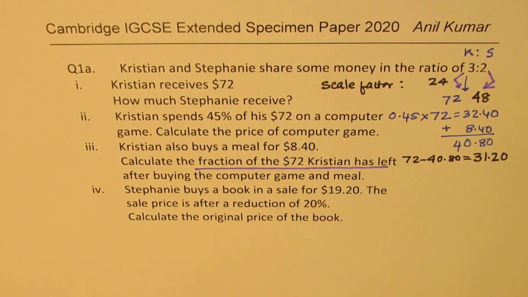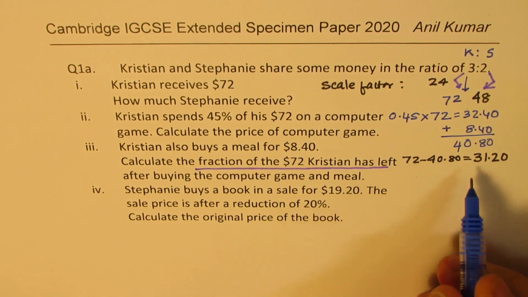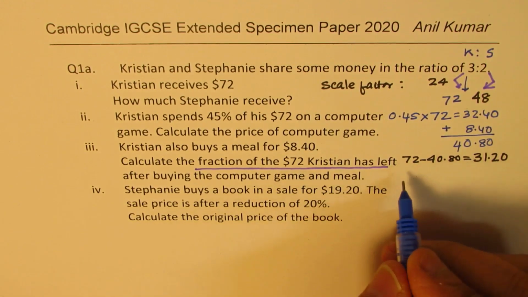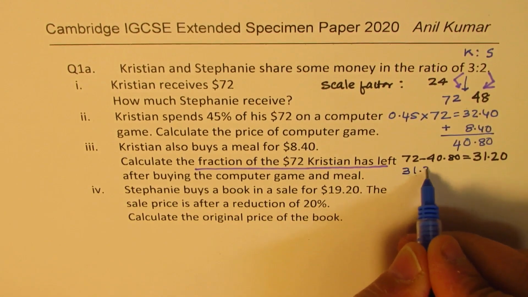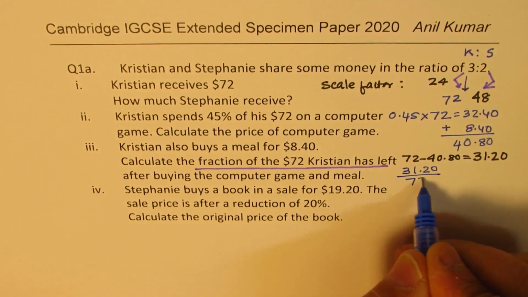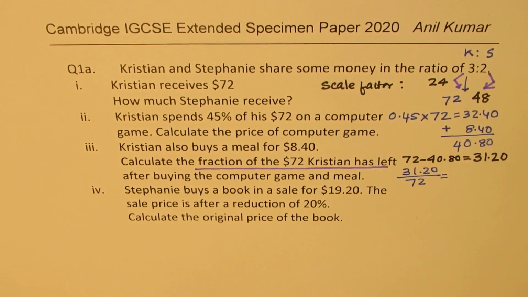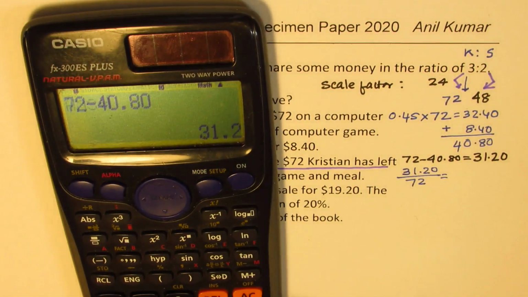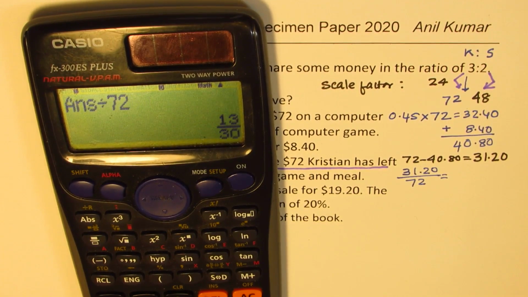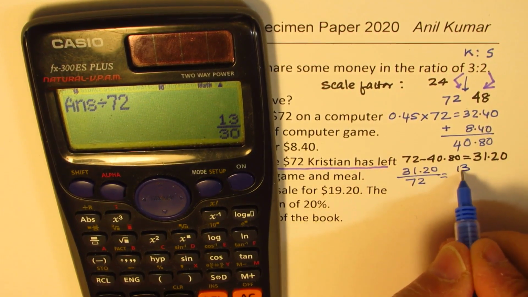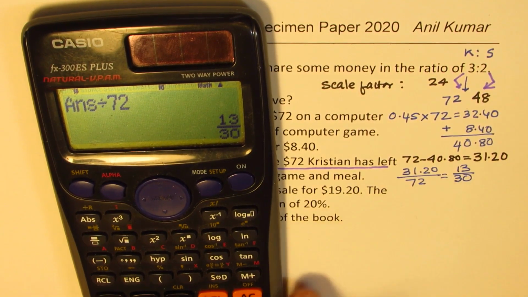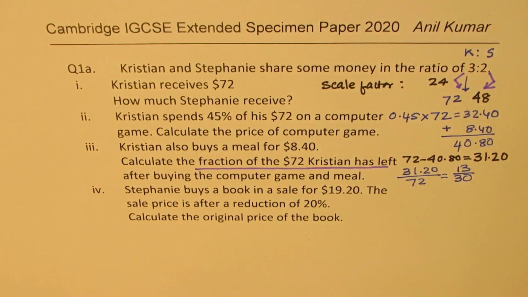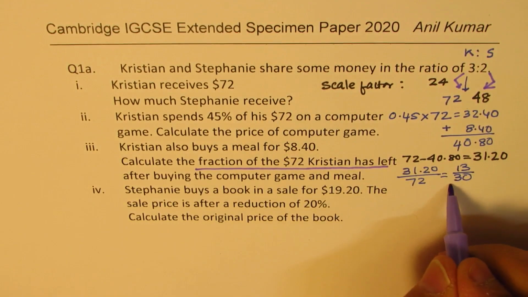So what fraction is left? The fraction left will be this amount divided by 72, right? So that is the fraction, correct? Over 72. So that is the fraction we are looking for. So let's divide this by 72 to get our answer, which is 13 over 30. So that fraction is left. So this becomes our next answer.